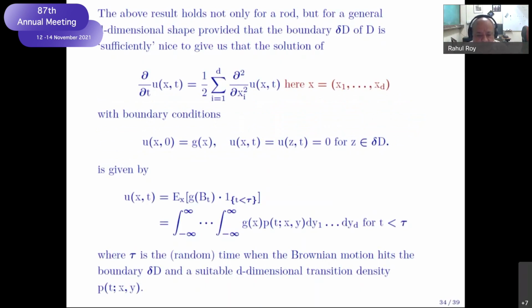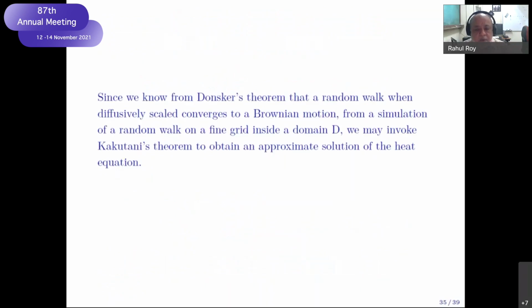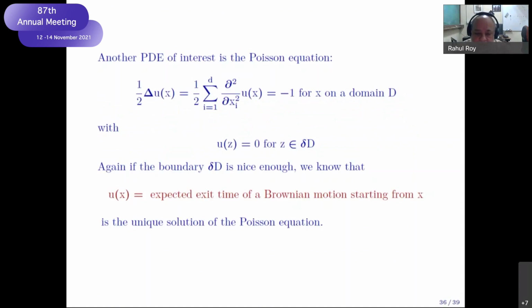solve, Kakutani's theorem tells us how to get the solution u of x, t, the temperature at time t at a location x, by this Brownian motion. Since we know from Donsker's theorem that a random walk, when diffusively scaled, converges to a Brownian motion, from a simulation of the random walk on a fine grid inside a domain D, we may invoke Kakutani's theorem to obtain an approximate solution of the heat equation, and this is done quite frequently. So the random walk can allow us to actually do a simulation and solve a particular PDE.